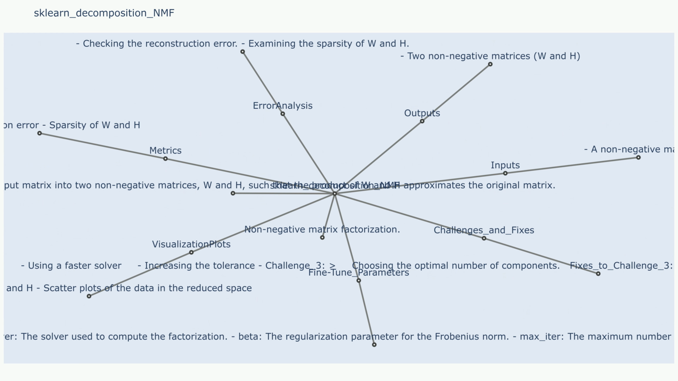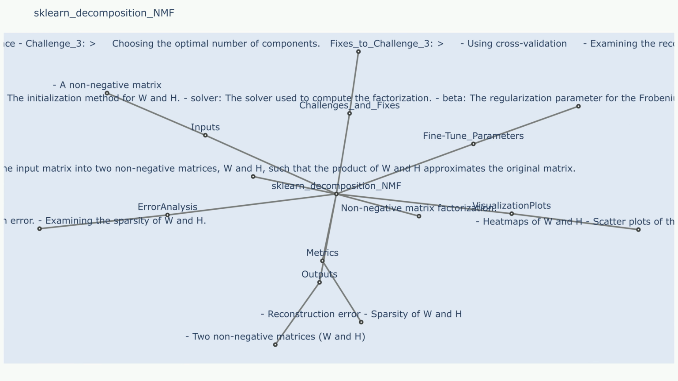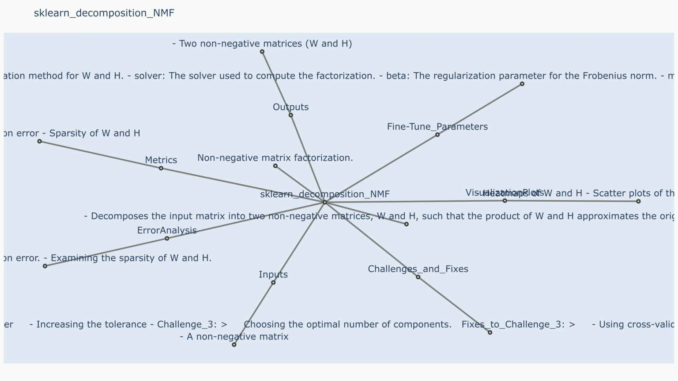n_components: this parameter controls the number of components to extract. Higher values of n_components can capture more complex relationships in the data, but may also lead to overfitting. init: this parameter specifies how to initialize W and H. Common options include random, nndsvda, and nndsvd, which use different methods to initialize the matrices.